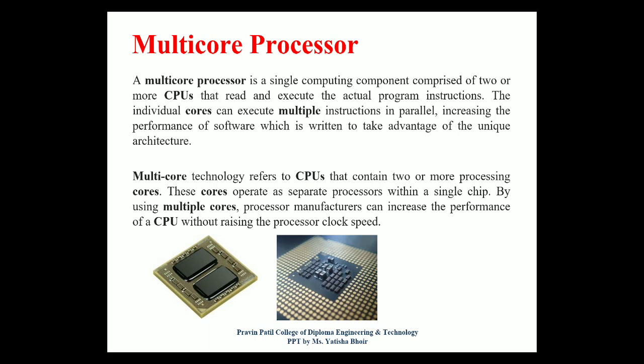Okay, so by using multiple cores, processor manufacturers can increase the performance of the CPU without raising the processor clock speed. Means what? Processor manufacturers can increase the performance. It will increase the performance of the CPU. Because of multiple cores, obviously performance will be increased, right? Without raising the clock speed.